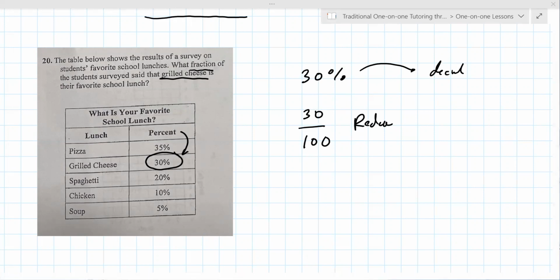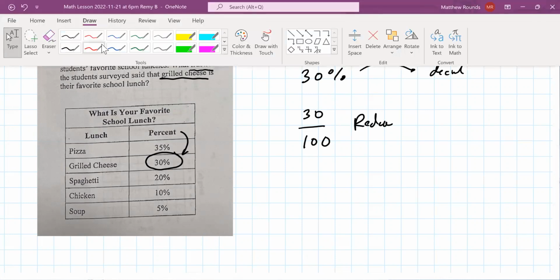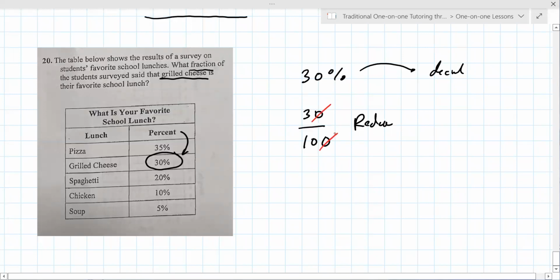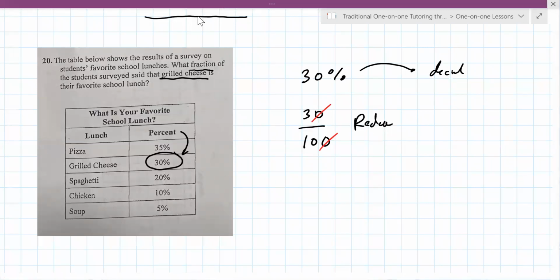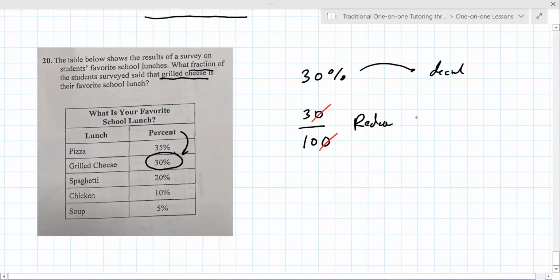Oh, you can reduce it by 2. Well, before that though, notice how the zeros cancel. Yeah, and what does that leave you? What's left over? 3/10. 3/10.